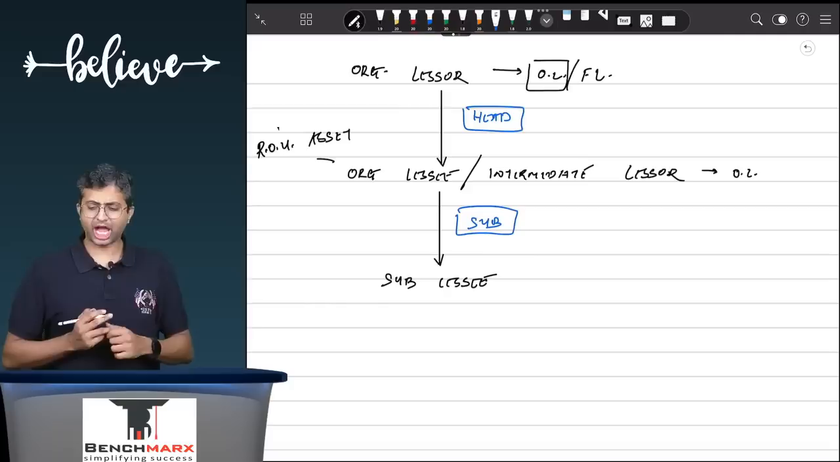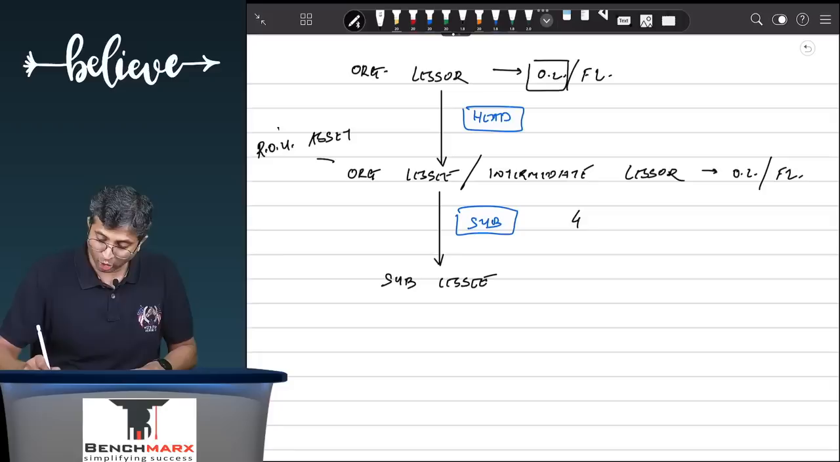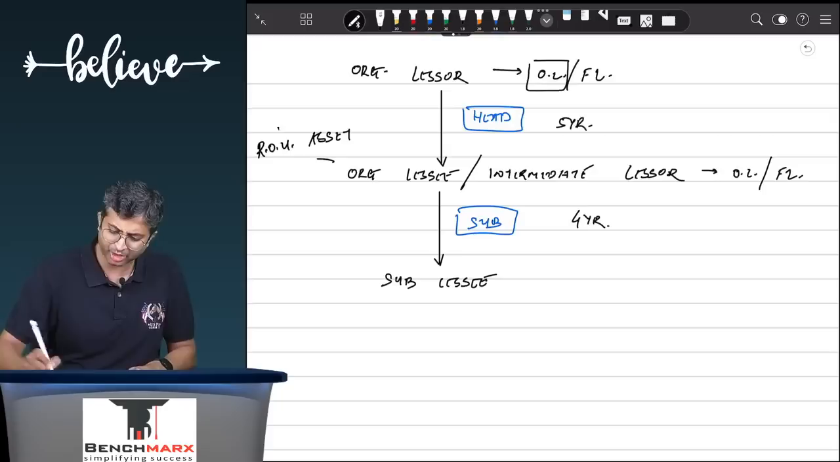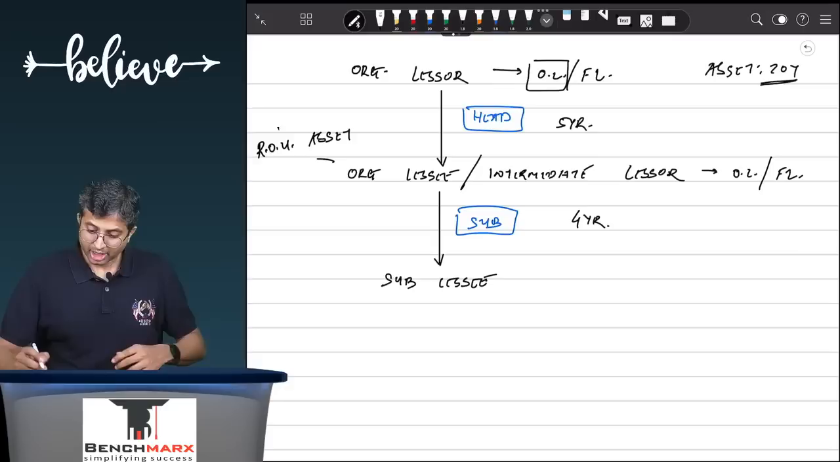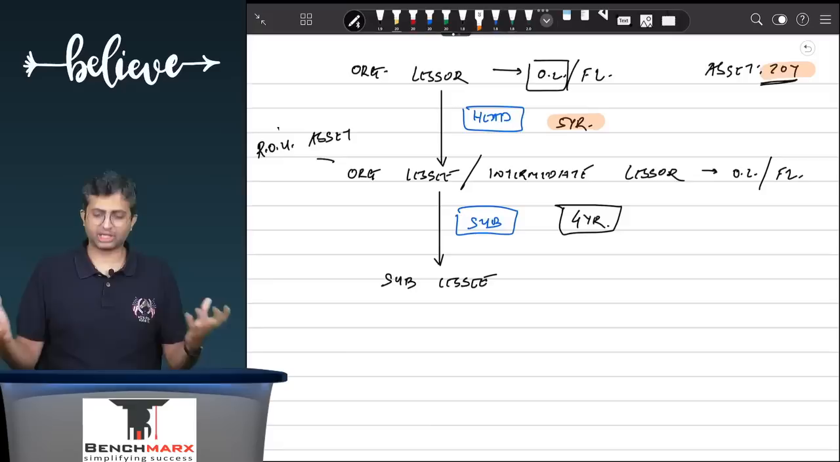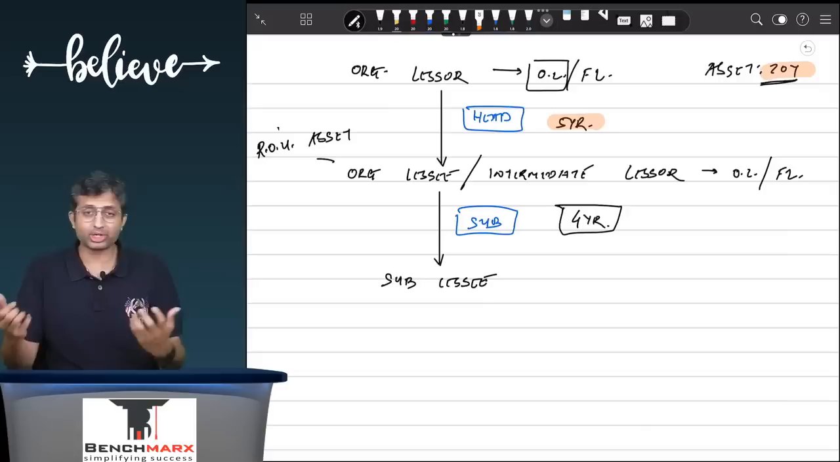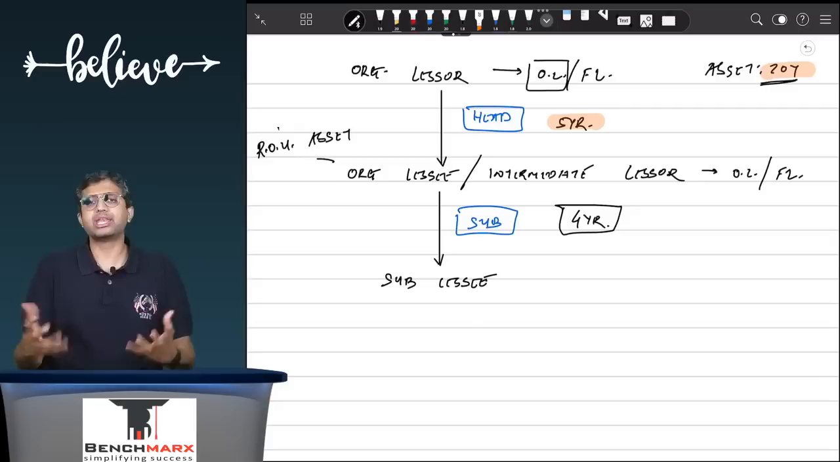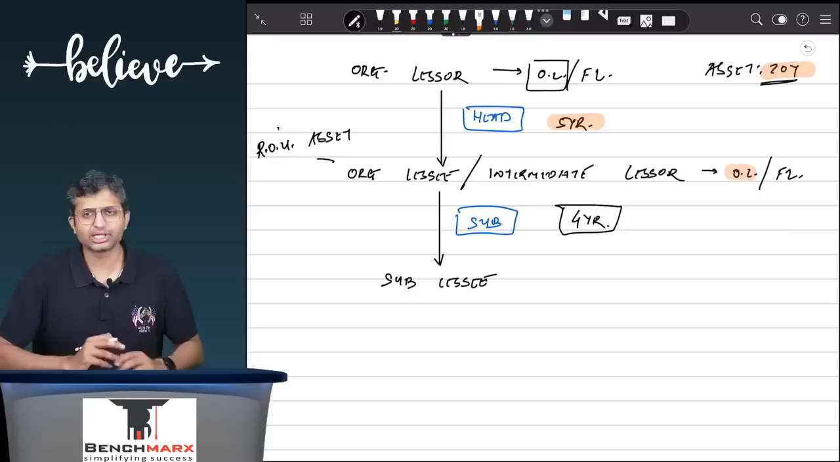So I will have to figure out whether what I have given out is an operating lease or finance lease. So let us say I have given out on sublease for a period of 4 years. Let us say the head lease was for a period of 5 years. The asset was for a period of 20 years. In which case, will I compare the 4 years with 5 or will I compare it with 20? Well, I'll compare it with 5 because the asset may have a 20-year life, but the intermediate lessor does not have the asset for 20 years. He has it only for 5 years, and I'm giving the asset out for a period of 4 years out of 5 years. That is 80% of the life that I have, and hence it will be treated as a finance lease, a major part of economic life.